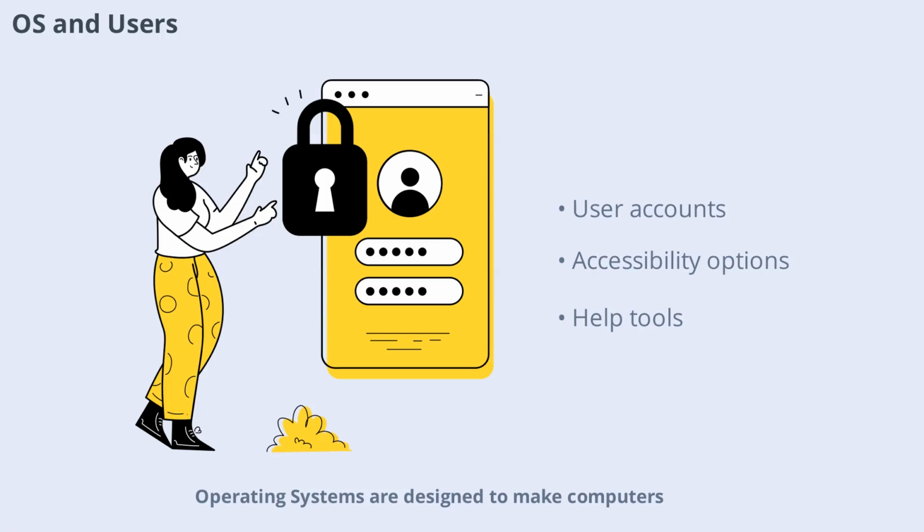Operating systems are designed to make computers accessible to users of all skill levels. Features like user accounts, accessibility options, and help tools ensure that everyone can use technology effectively and comfortably.